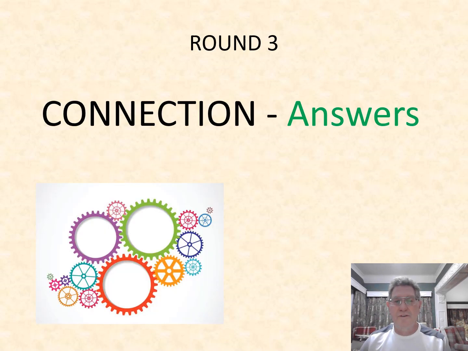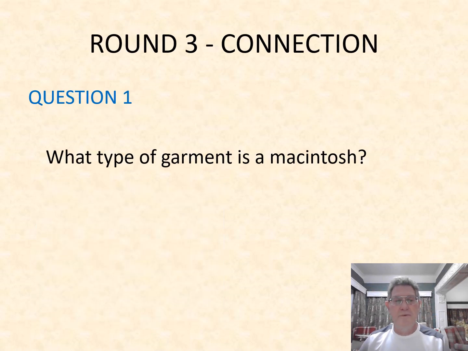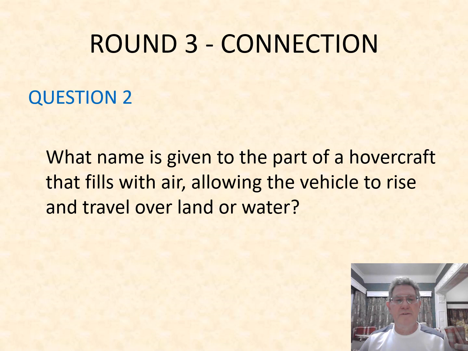All right, on to round 3, your connection. How did we get on? Question 1. What type of garment is a Macintosh? Of course, it is a coat. Question 2. What name is given to the part of a hovercraft that fills with air, allowing the vehicle to rise and travel over land or water? That name is skirt. It's the skirt.